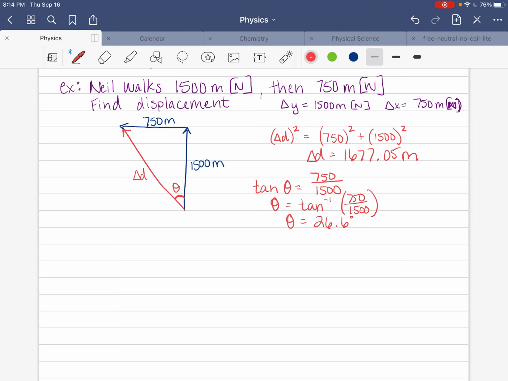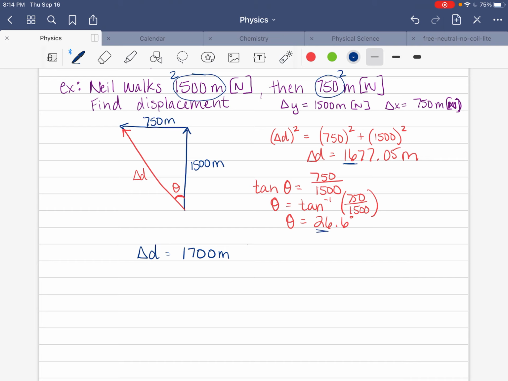Now I need to write out what my resulting answer will be. So my total displacement is equal to, looking back at my sig figs, here I have two sig figs because the zeros fall off. There's no decimal holding them on. And here I have two sig figs as well. So my answer needs to report two sig figs. For this one, I need to round it. So instead of 1,677, it'll just be 1,700 meters, because it's going to round up.